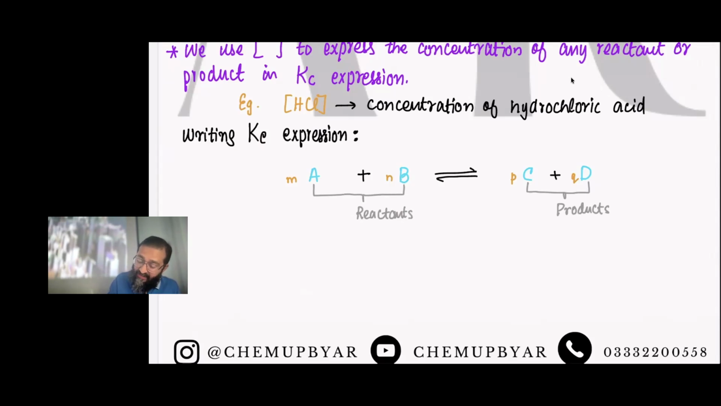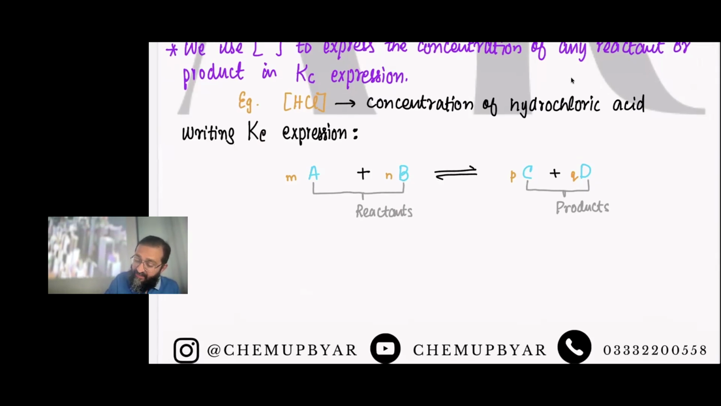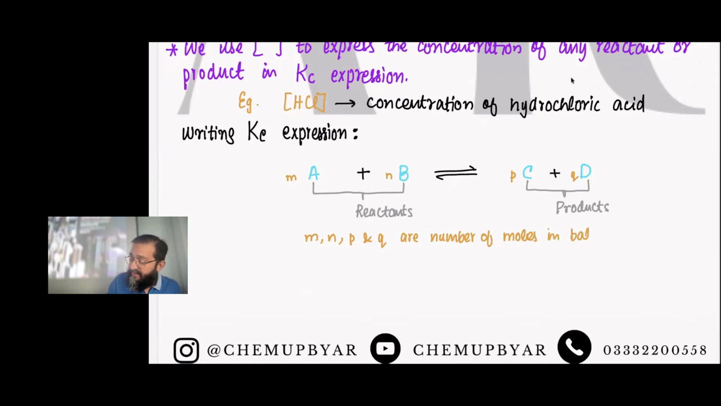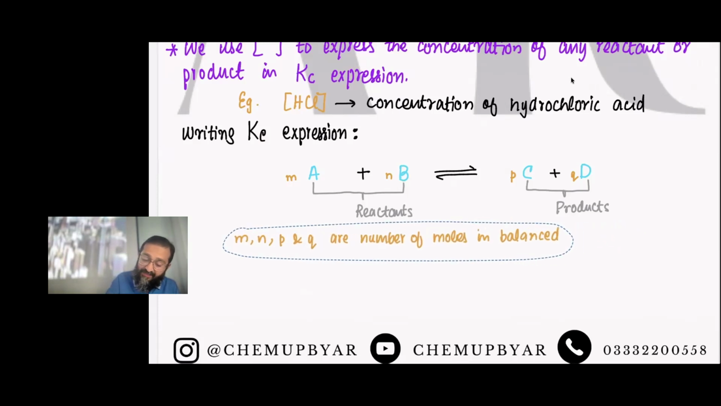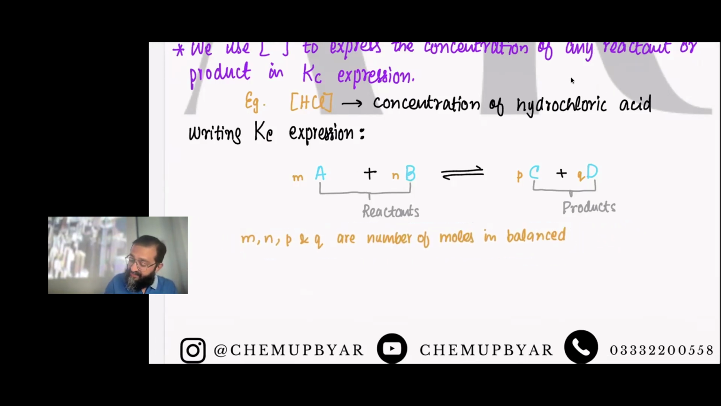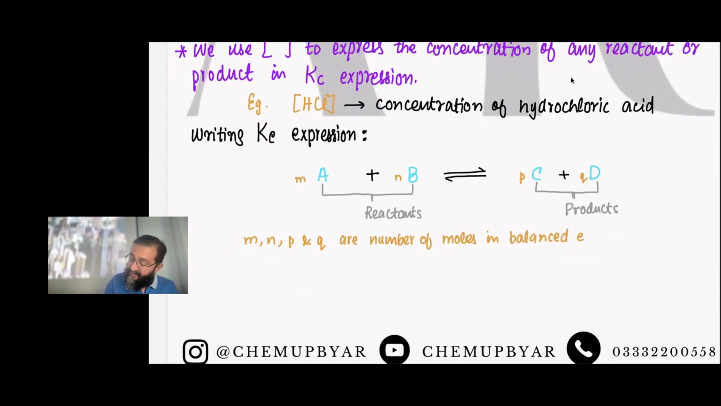M, N, P, and Q are the number of moles in the balanced equation. So I assume those numbers of moles as M, N, P, and Q. Is this clear to all of you?